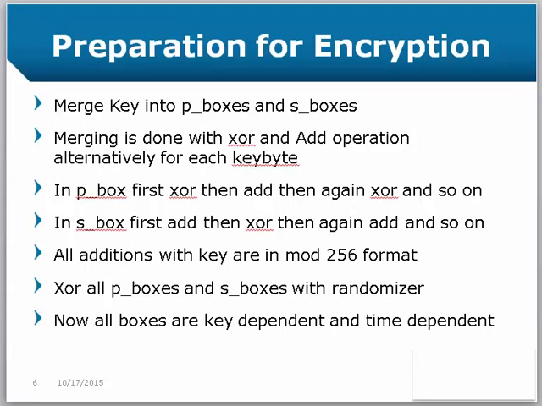In the P box, first XOR, then add, then again XOR, then add. And in the S box, the first key byte is added, the next key byte is XORed, and so on. All additions in the key are mod 256. XOR all P boxes and S boxes with the randomizer. See here, all the P boxes and S boxes are now time dependent, key dependent, and block size dependent.